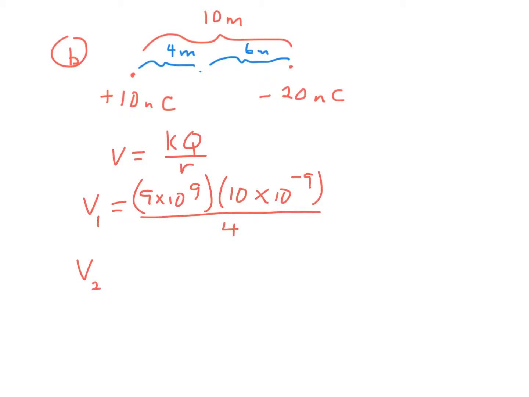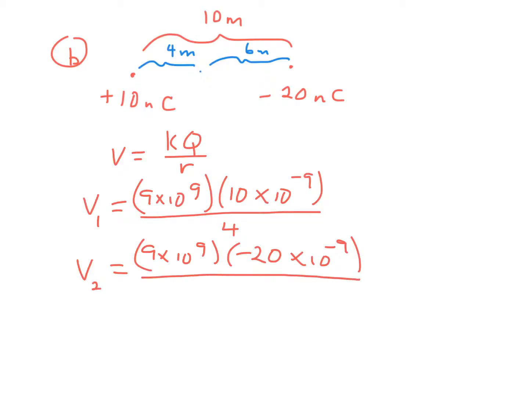V sub 2 will be 9 times 10 to the 9th times negative 20. It's important now to get a negative answer, because it's a negative 20 nanocoulomb charge. It'll be a negative potential. Bigger due to the larger size, but then reduced by a little bit because of your greater distance of 6 meters. So you get those two answers. This first one, V sub 1, will be a positive number. The second one will be a negative number.